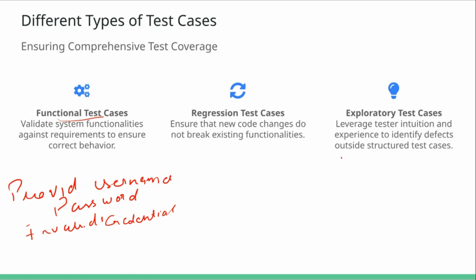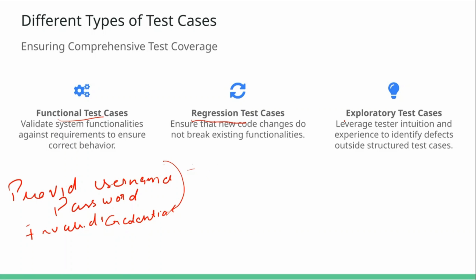Now regression test case, as the name suggests, regression. What we mean by regression is that any new changes are not affecting your previously working functionality. So you could write a regression test case also. In the regression test case, again, you will mention all the steps that have been written before, and then you can write for the new functionality also.